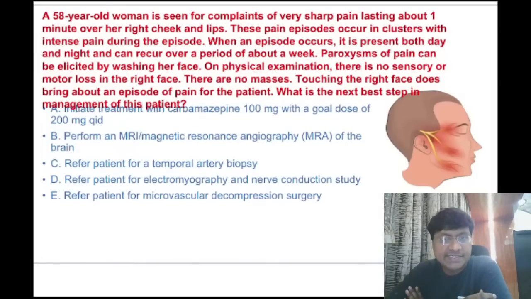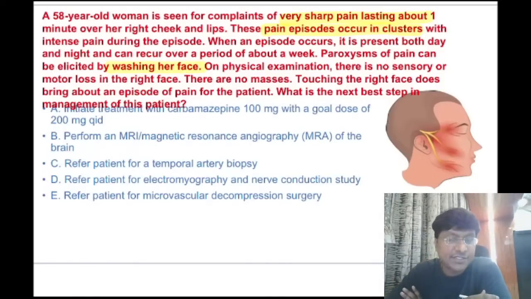a 58-year-old woman is seen complaining of very sharp pain lasting about 1 minute over her right cheek and lips. These pain episodes occur in clusters with intense pain during the episode. When an episode occurs, it is present both day and night and can recur over a period of about a week. Paroxysms of pain can be elicited by washing her face. So by now you should know what the diagnosis is.